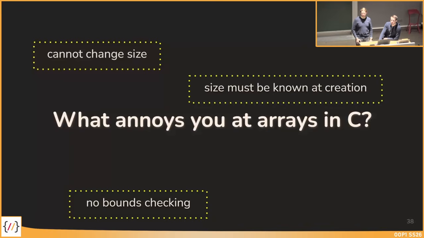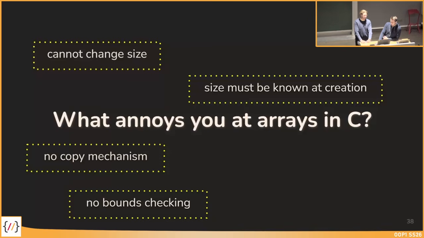The next thing is that in C, we must know the size of the array at creation time. So we always have to think how large should the array be. And yeah, this is a decision that has to be made at creation time. The next thing is there's no real copy mechanism. So if I want to copy arrays, or as I mentioned before, enlarge or shrink arrays, I always have to do some copying manually.